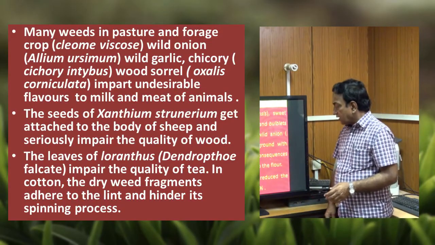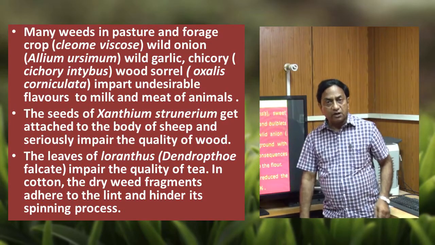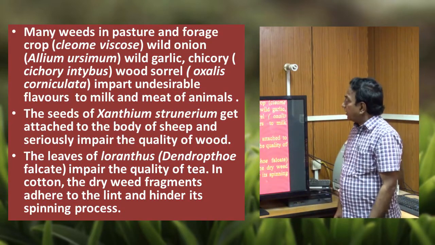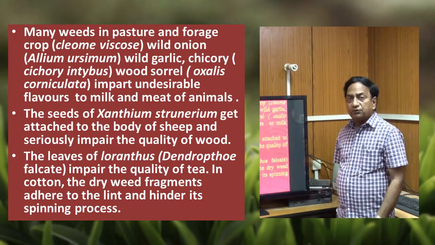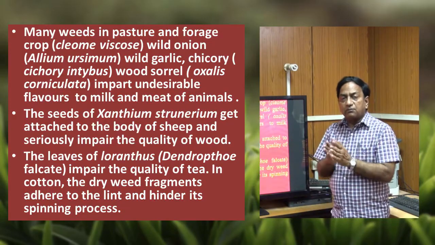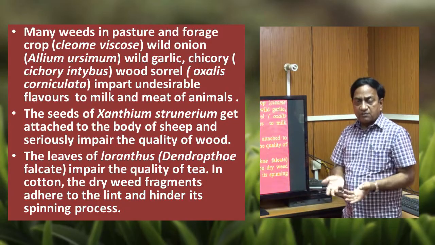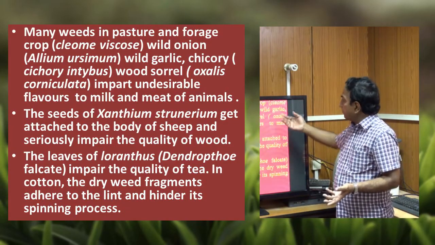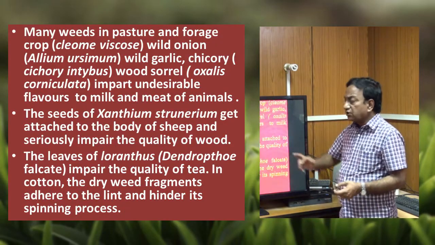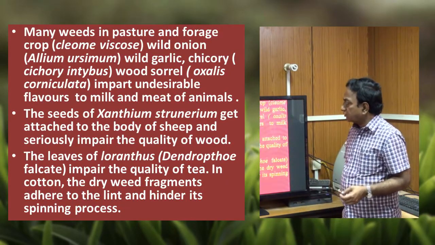Infestation of striga in sugarcane reduces the quality of sugarcane juice by about 4% to 8%. Many weeds in pasture and forage crops, for example Clium viscosa, are also very problematic, and once it comes into the pasture land, it is not desirable for the cattle. Similarly, wild onion gives a very bad odor to the animal. Wild garlic, it is also known as chicory. Wood sorrel, Oxalis corniculata, has a very sour taste, and cattle don't like this Oxalis corniculata.